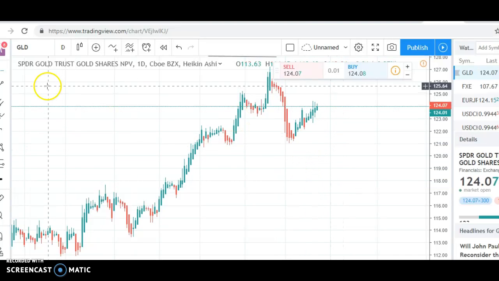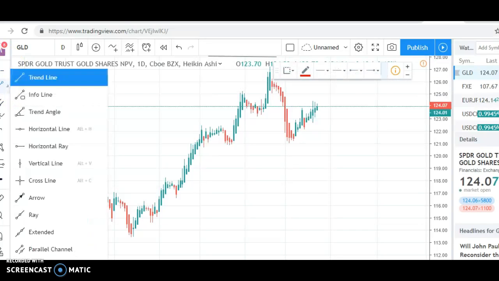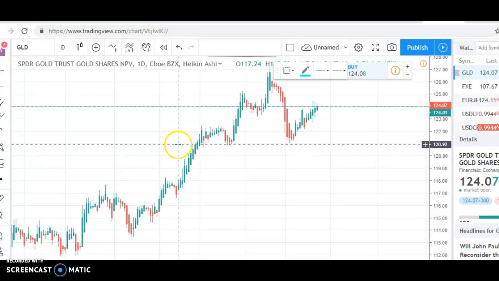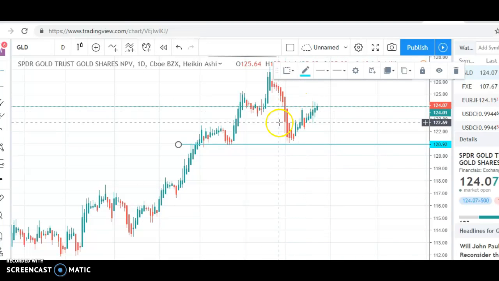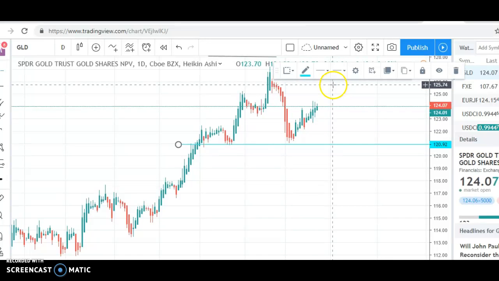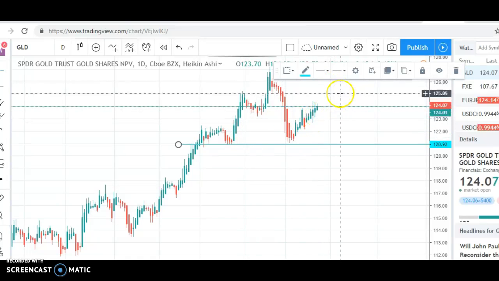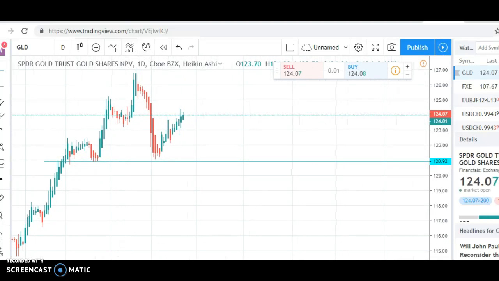Look at this point. Look at what happens here. Look at this line here. Let me draw a line so you can get what I'm talking about. You see this line here? It hits right here, and it's going to go upwards. From those points, you're expecting gold to come to this point.